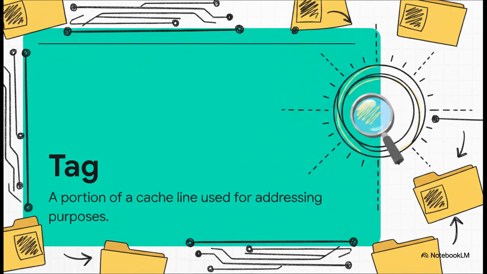And finally, the tag. You can think of the tag as the sticky note slapped onto the outside of the file folder. Because the cache desk only holds a tiny fraction of what's in the massive main memory, our worker needs to know instantly what data is sitting in that specific slot. That sticky note, the tag, provides the exact identifying address.